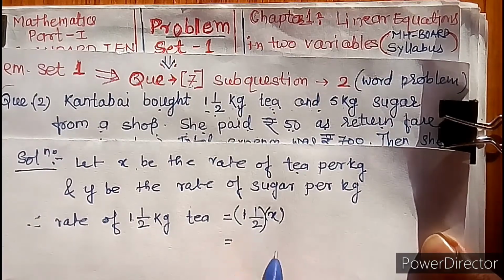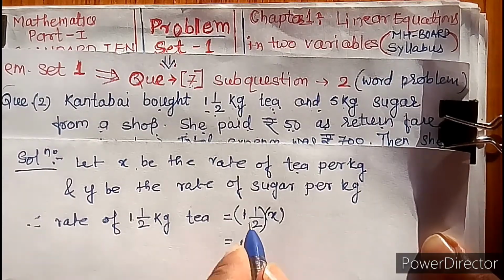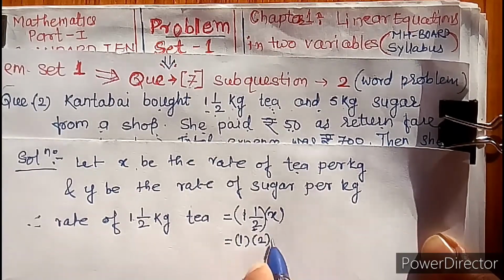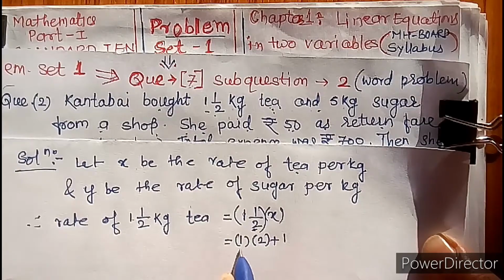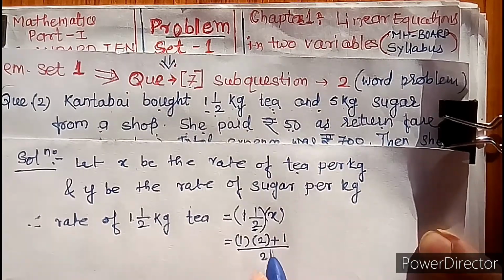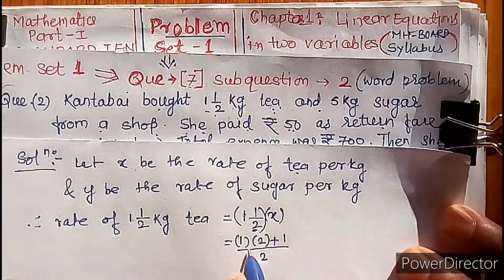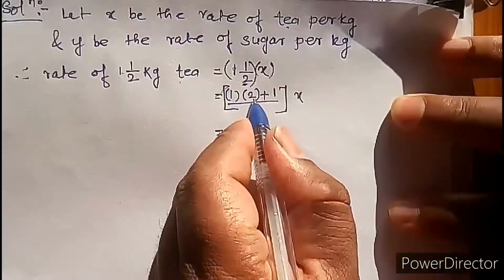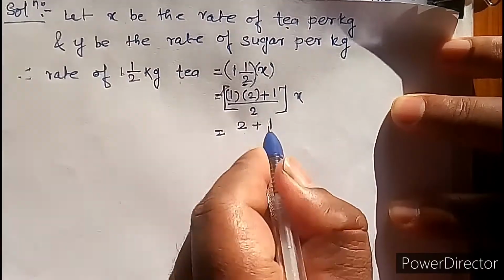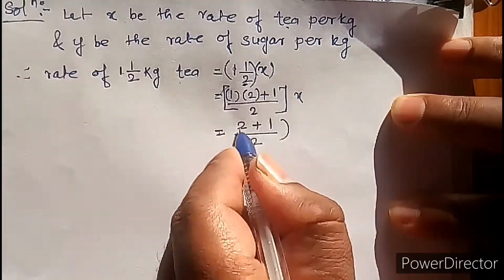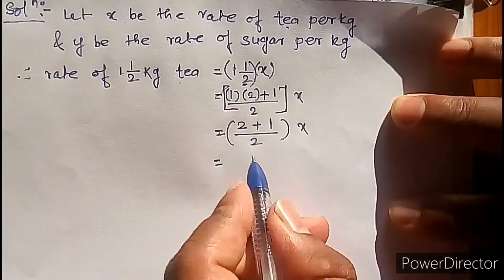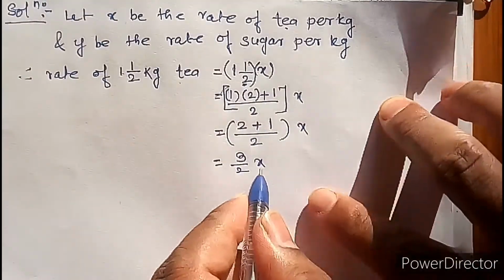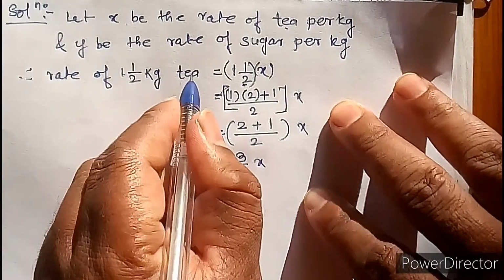Now this 1.5 is a fraction. By solving this fraction, this 1 will be multiplied with this denominator 2 plus numerator, as it is divided by 2. We make the denominator common: 1 into 2, that is 2, plus 1, divided by 2, into x, equals 2 plus 1, that is 3 by 2 x. That is 3 by 2 x is the rate of 1.5 kg of tea.